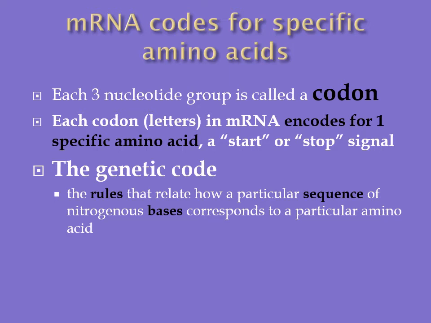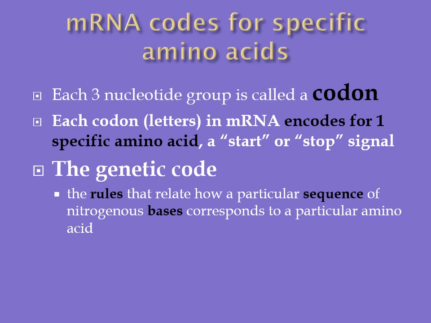Each codon, every 3 letters in mRNA, codes for one specific amino acid, or it could code for a start or a stop signal. So we're going to either be coding for a certain building block to come in and add to this protein, or we'll code to start the protein, or we will code to stop the protein. Those are things that our codons are going to do.